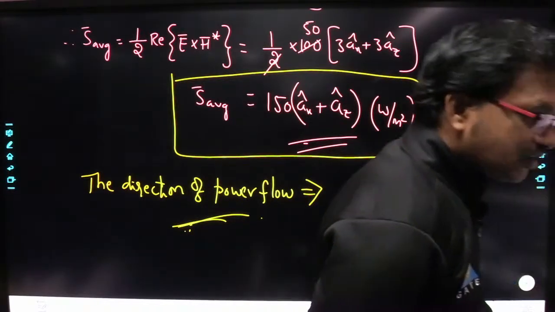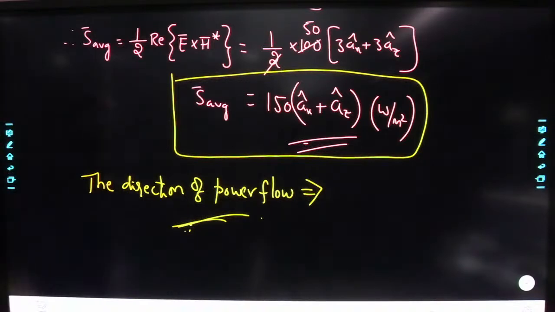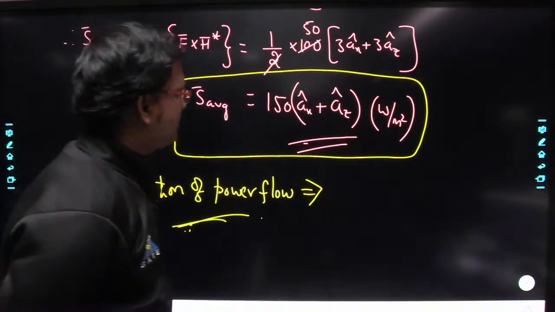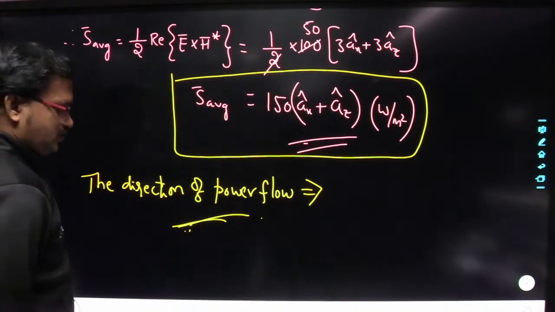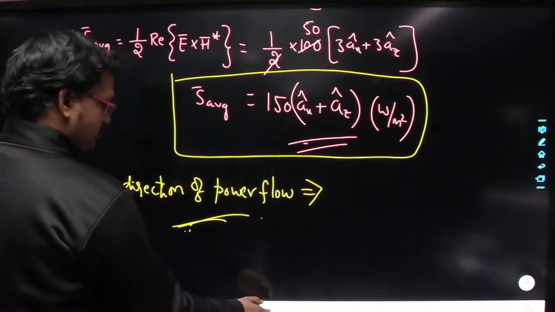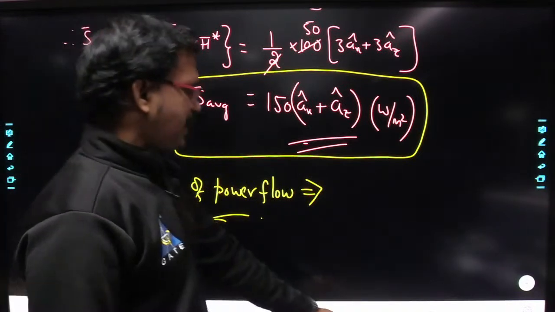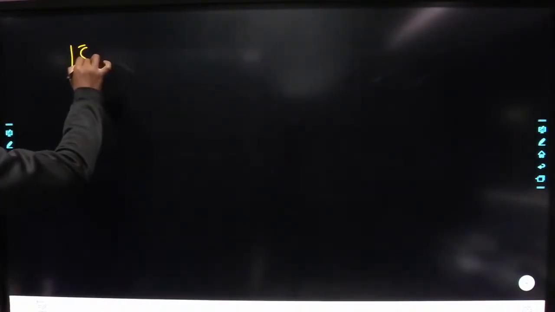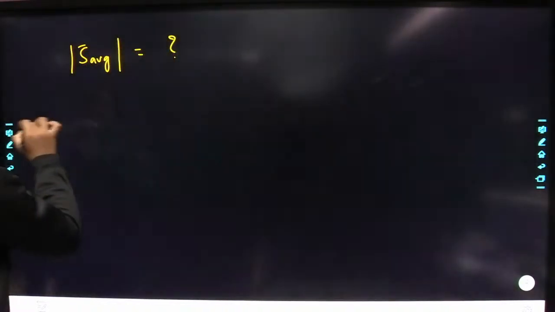45 degrees on the ZX plane. So see here how we can say the direction of power flow. What is the magnitude here? What is the magnitude of S average? Tell me. What is the magnitude of this pointing vector?